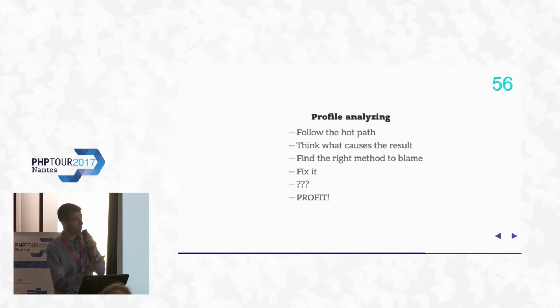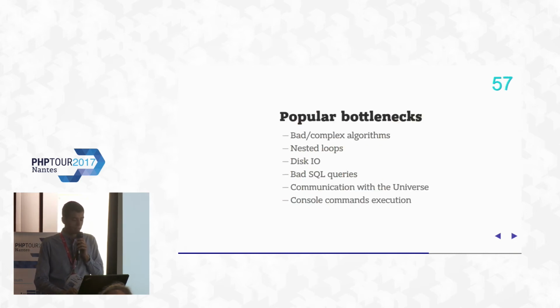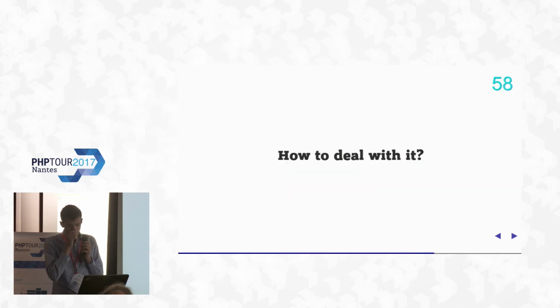Fix it, profit. There are some popular bottlenecks in applications, like bad or complex algorithms, nested loops, disk input-output operations, bad SQL queries, communication with the universe, like another application by HTTP, console command execution, and so on, but these are the popular ones. How to deal with it?